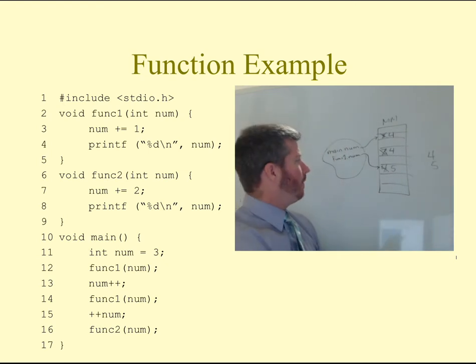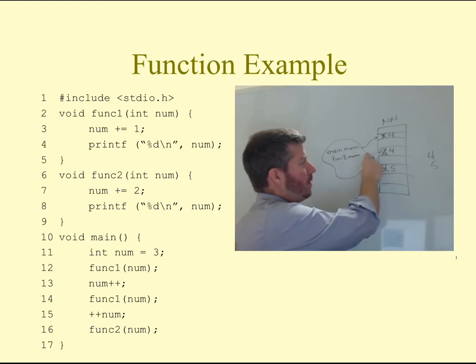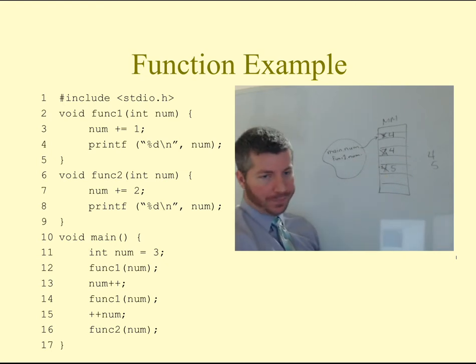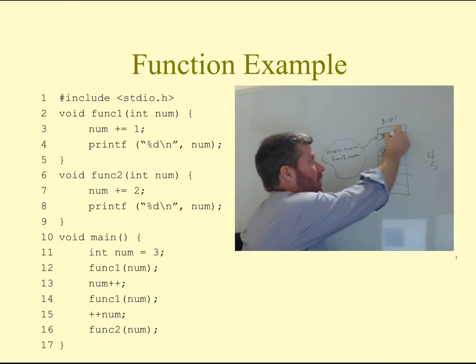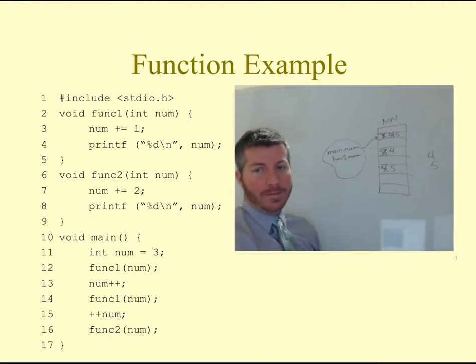I return from func1, so I lose this pointer into main memory. I go to line 15 in my main function. I increment the value of num. Which variable num is that? That's the one that was declared in the main function. I increment that one to be a 5.